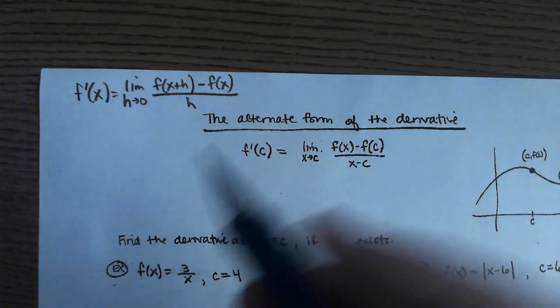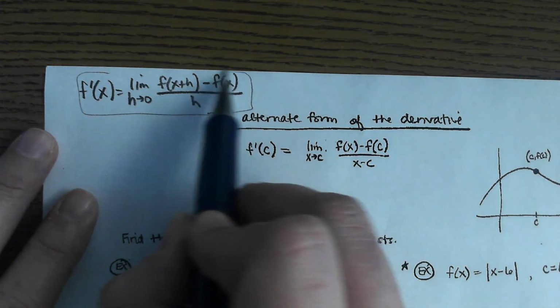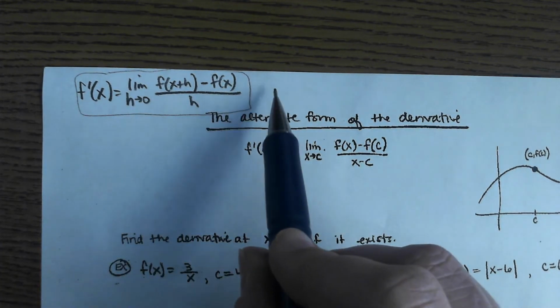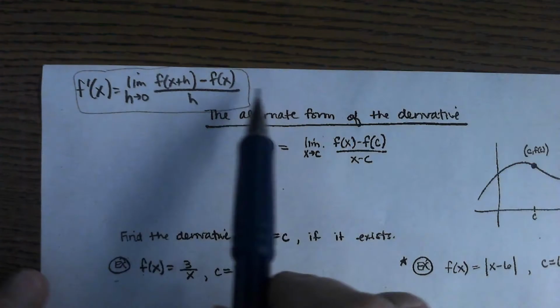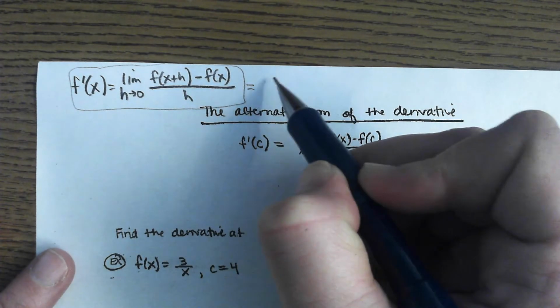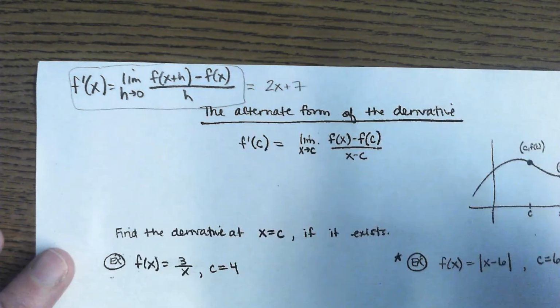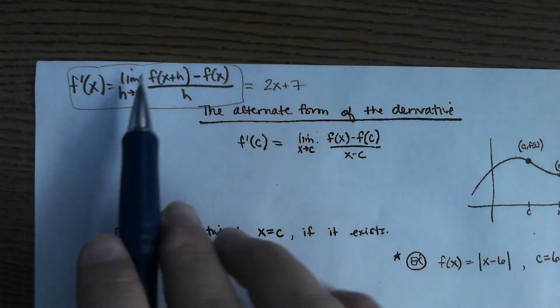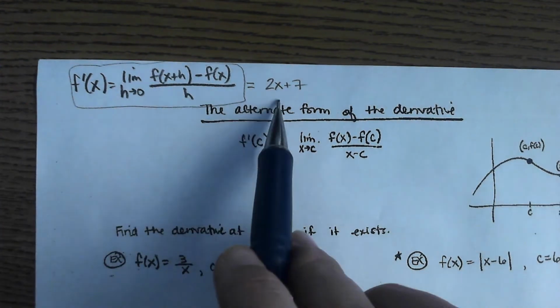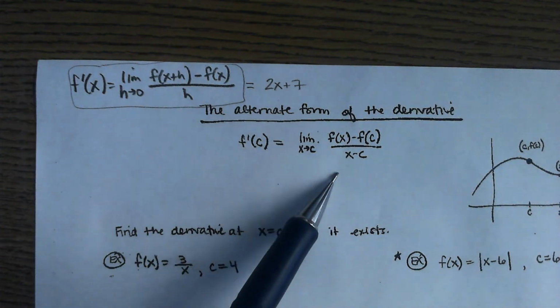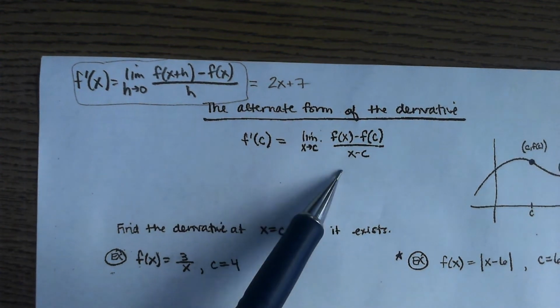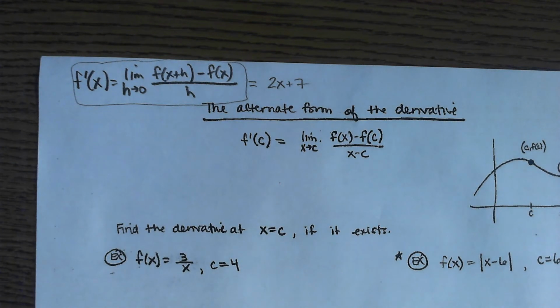What that traditional form does is it gives us a general equation that can be used at any x value. So once we find that, and let's say, I don't know, it boils down to 2x plus 7 for a problem, we now can use that formula to find the slope at any x value in the world. Okay? The alternative form of the derivative is specifically used when you know there's one and only one location you care about finding the slope at.